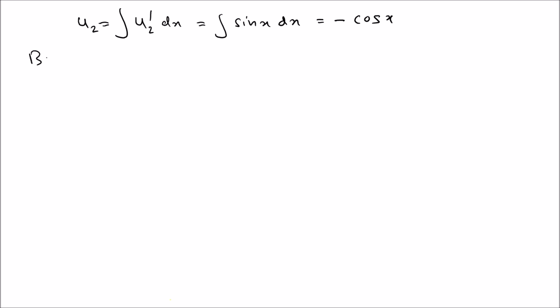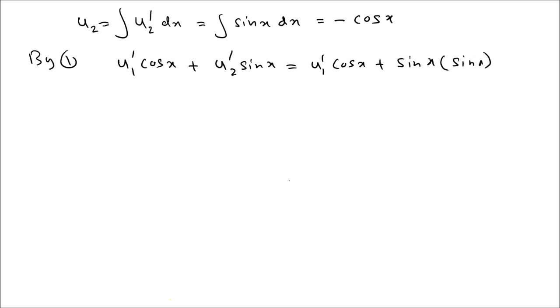Now by the first equation you have u1 prime cosine x plus u2 prime sine x. So if you plug in, you get u1 prime cosine x plus sine x, that's the derivative of negative cosine, times sine x, which is equal to 0, as I said. Now if you look at the last equation, the last part, it says that u1 prime is negative sine squared divided by cosine x, that's how you get it.